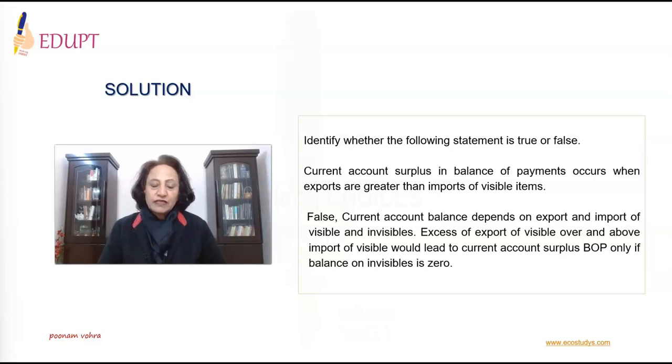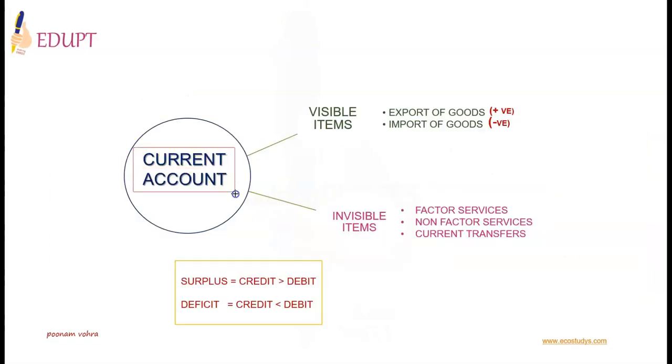Current account balance depends on exports and imports of visibles and invisibles. So excess of exports of visible over and above import of visibles would lead to current account surplus only if balance on invisibles is zero. So please take care.